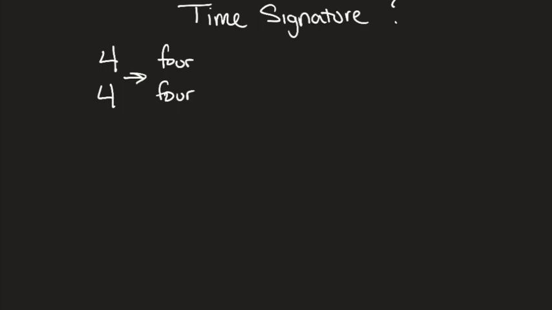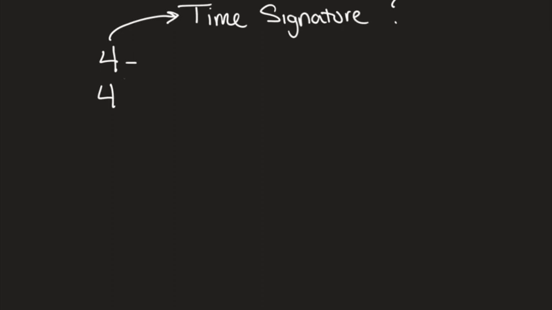Now, does anyone know what this is called? If you paid attention to the title, you'd know. That's right. It's a time signature. So, in a time signature, each number that we have right here tells us something different. So this top number that I see right here actually tells me something very important.